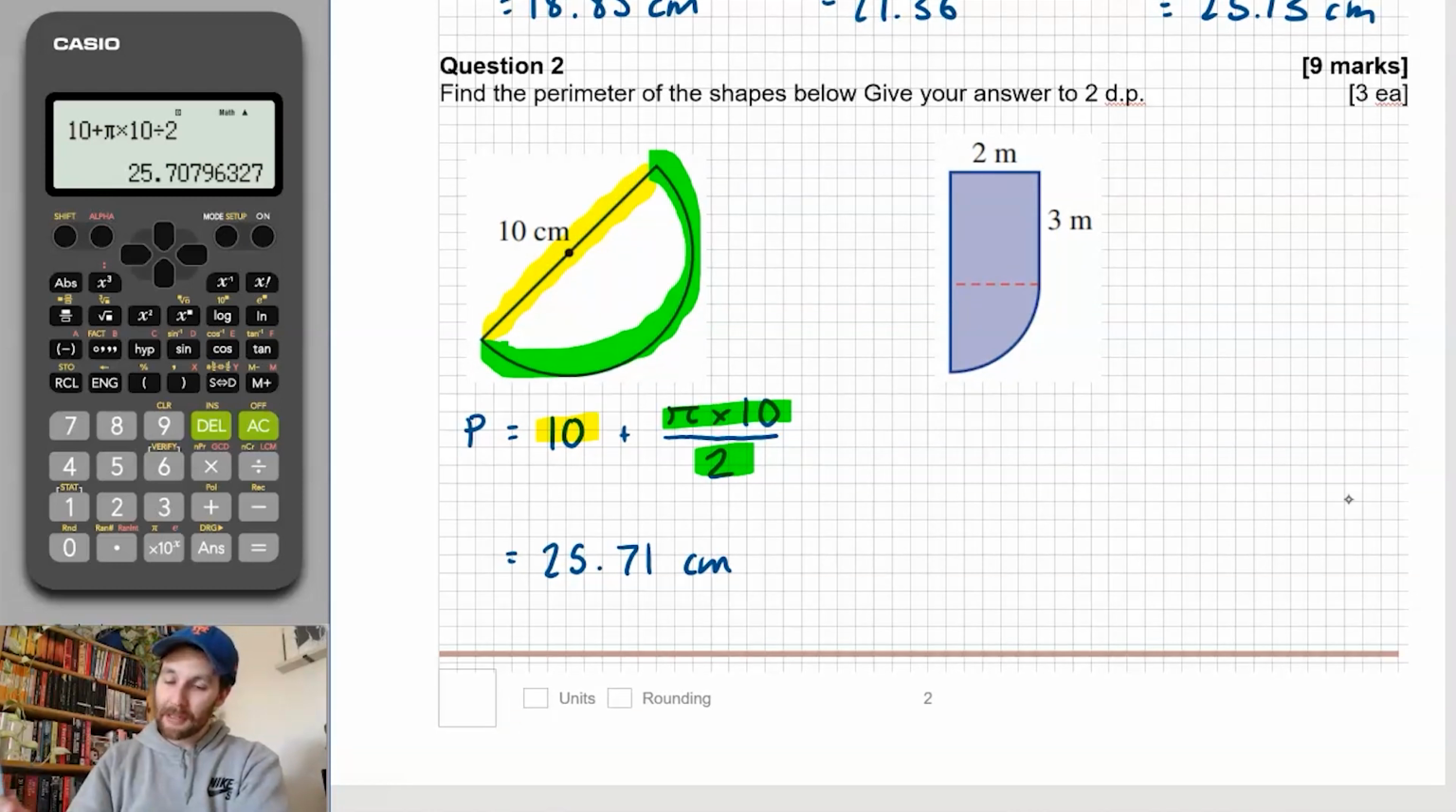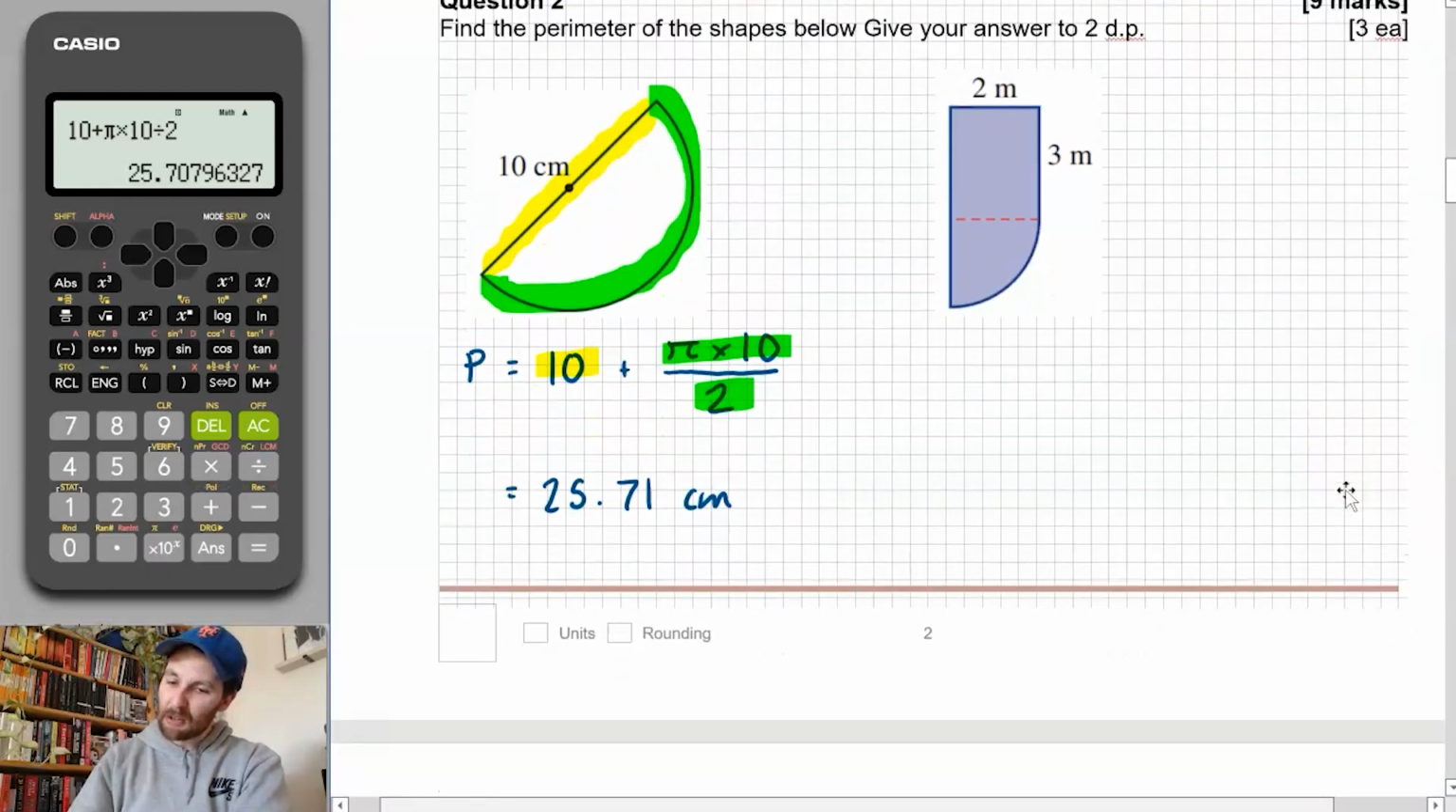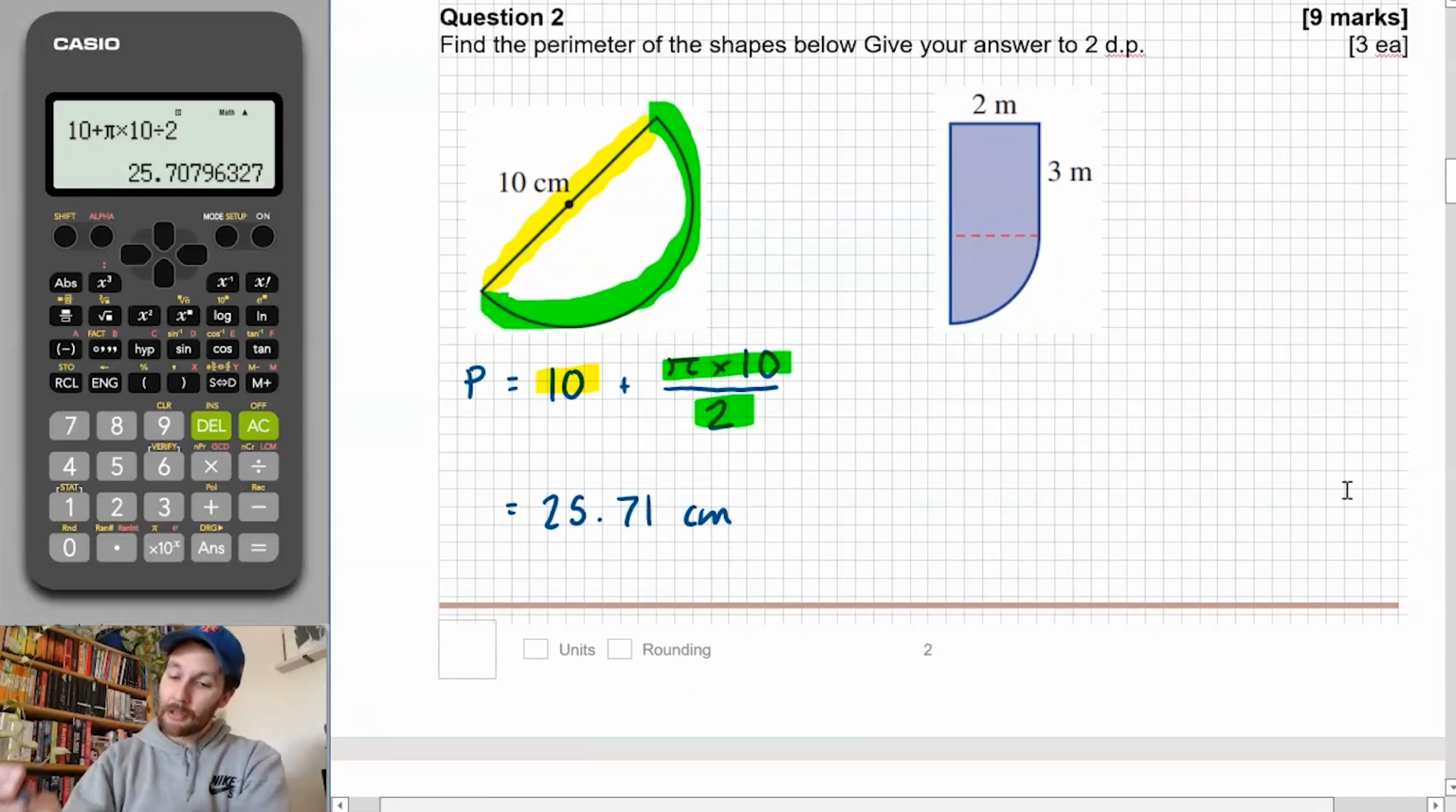Now the second shape is a little bit harder. We've got a rectangle with a quarter circle stuck on the end of it. So we've got a few different lengths that we need to find. If we look at our straight edges first, we've got 3 meters just here. We've got another 2 meters just there, and that's going to be the same as the radius of the quarter circle just there.